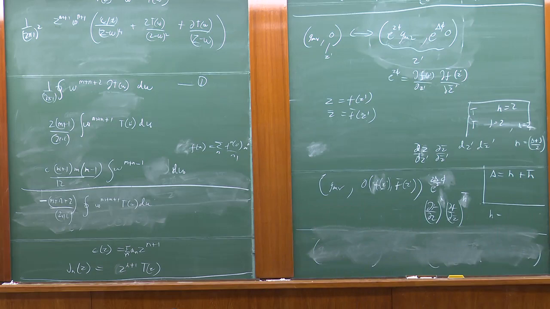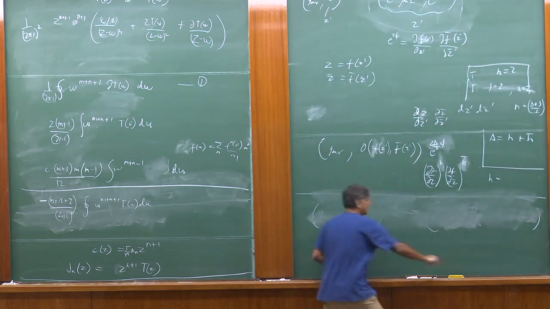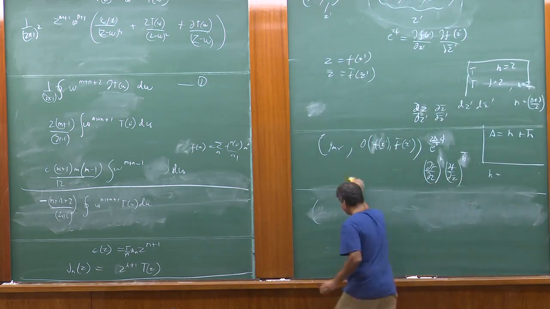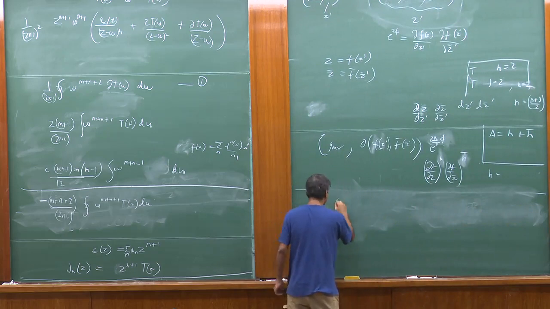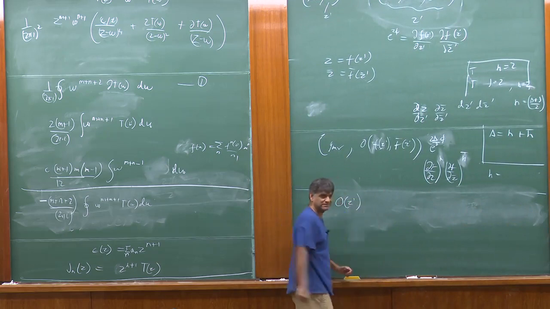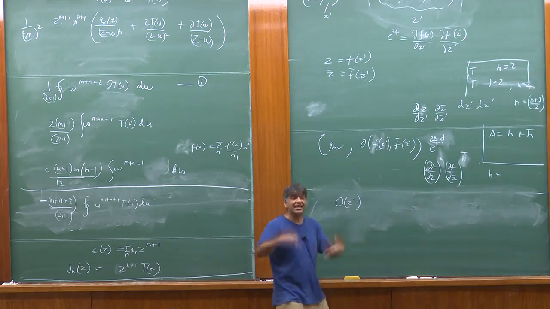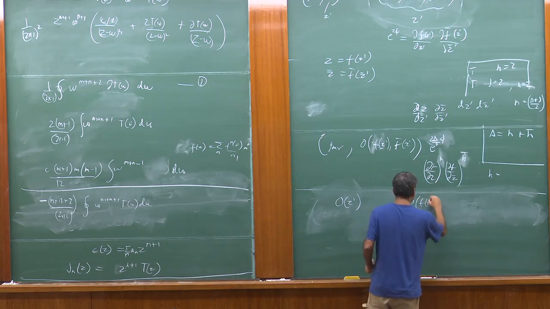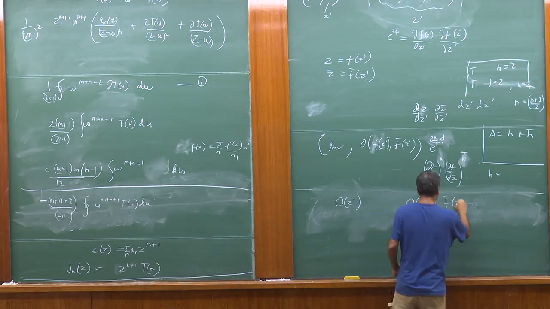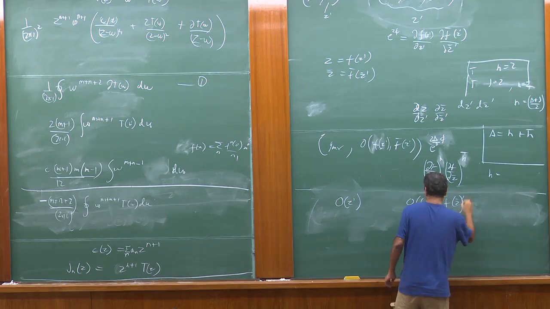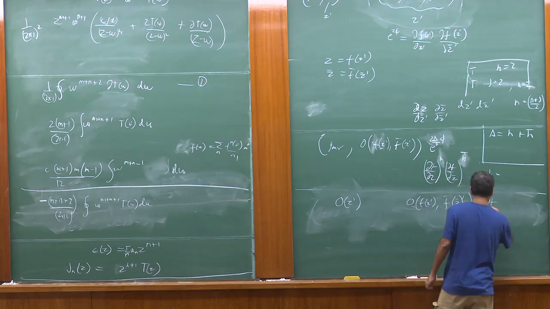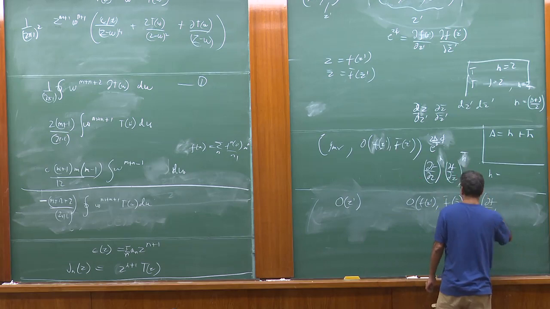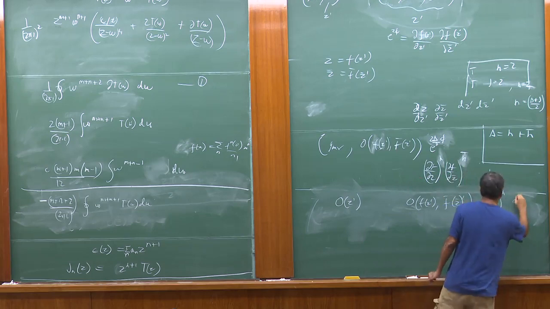Okay, so now focus on the final result. The final result is that for a primary operator, O of Z prime has the same correlation functions as O of f of Z prime, f bar of Z bar prime, times del f by del Z prime to the power h, del f bar by del z bar prime to the power h bar.